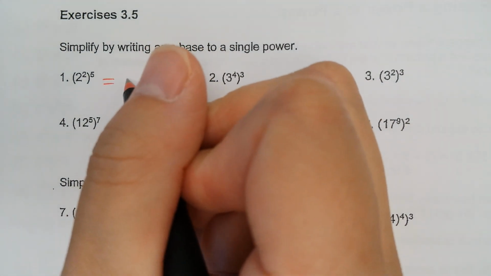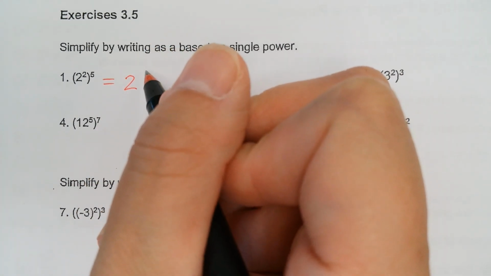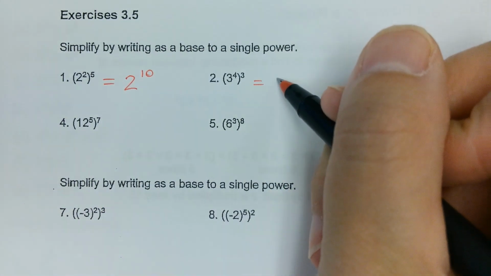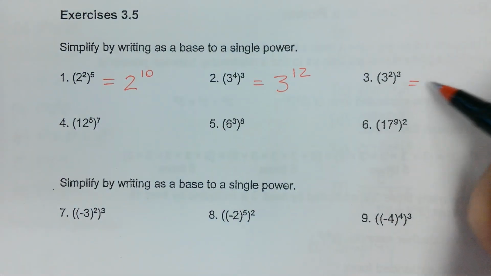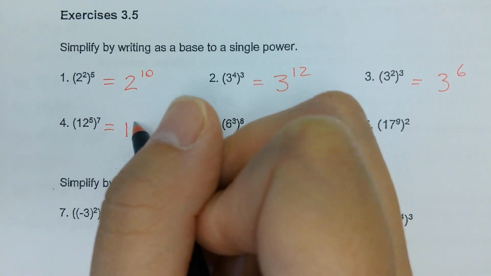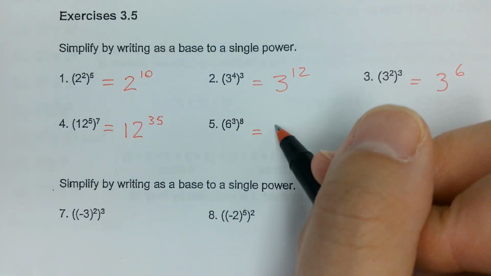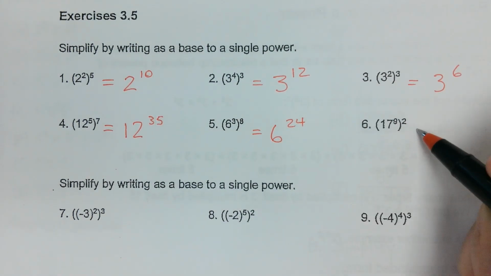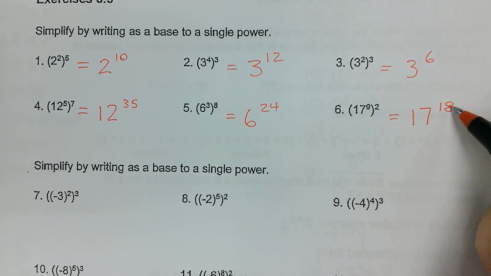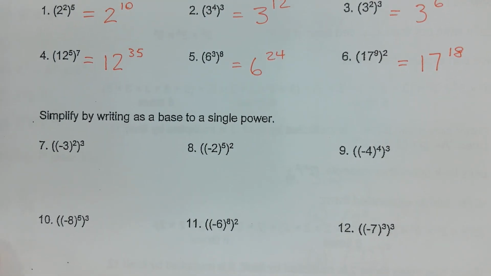Cyrus, can you tell me the first one? Okay, what's my exponent? 10. 10, yeah, that's it. 2 to the power of 10. Rebecca? 3 to the power of 12. Good. Yusuf? Excellent. Akela? 12 to the power of 35. Yeah, that's it. Antonia? 6 to the power of 24. Good. So we're just multiplying the exponents. Deshan? 7 to the power of 18. Awesome. Okay, those 6 were pretty straightforward, pretty easy.